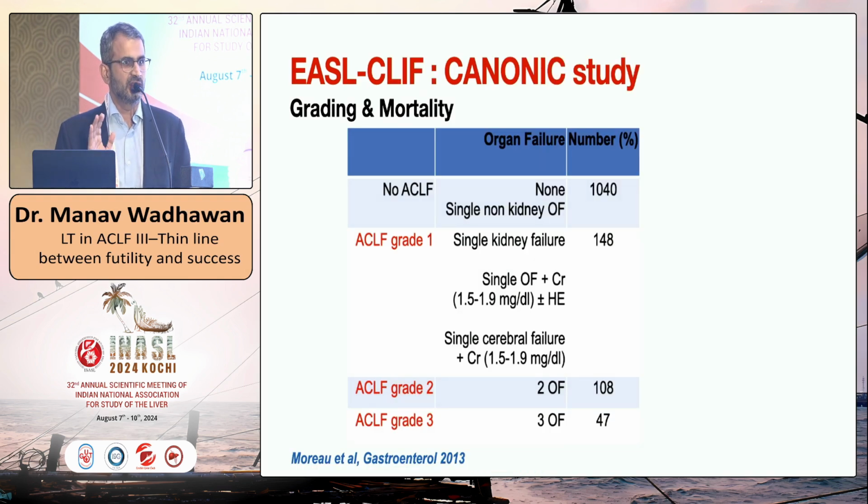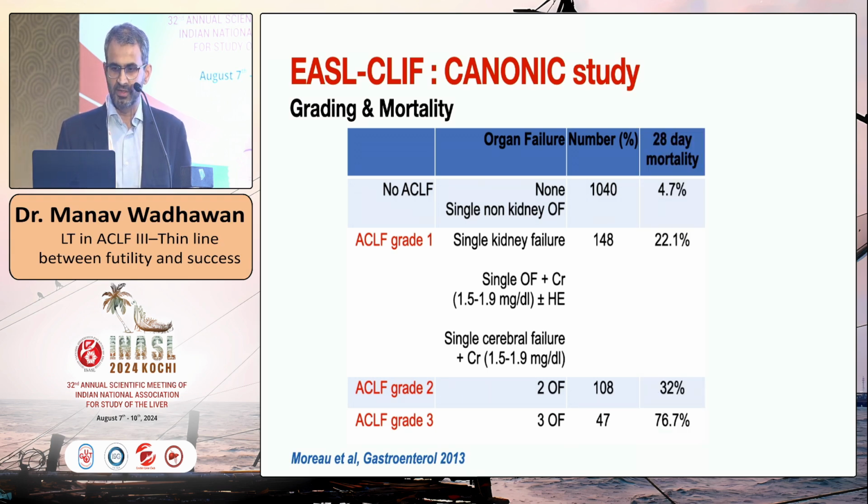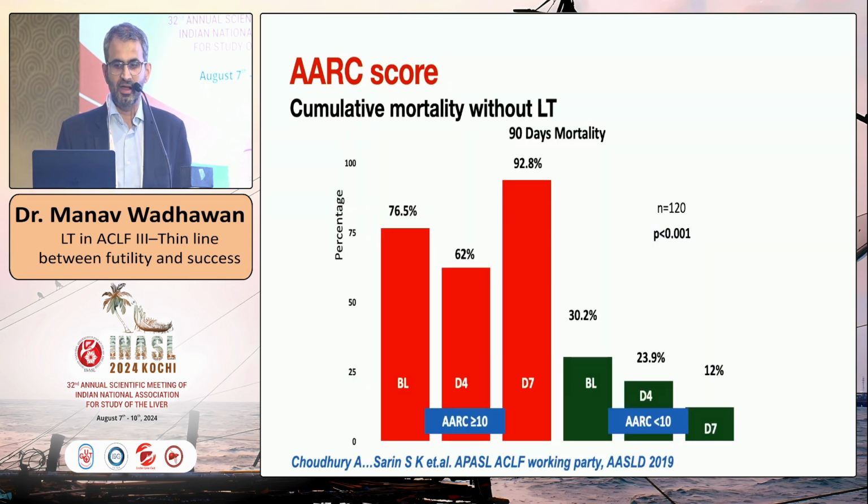Same thing is seen in EASL-CLIF. So one thing they agree about is what ACLF3 is: if you have 3 or more organ failures, that is ACLF grade 3. The second thing they agree about is that, when you talk about ACLF3 without a transplant, the 1-month and 3-month mortality is in the tune of 80% according to the CANONIC study, and AARC's study tells us almost 92.8%. So that's the database they took.